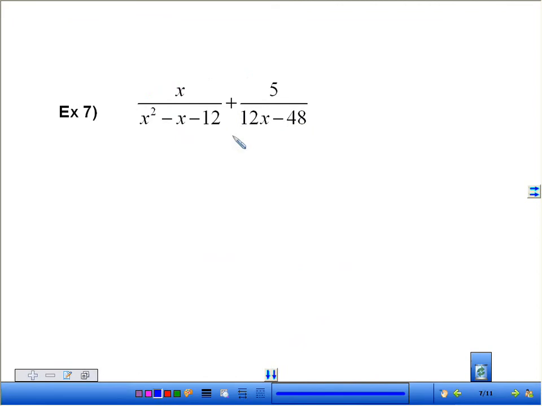Let's see how number 7 is going to work. I'll get you started on it, and then you finish it and come back and check your answer. First thing we want to do is factor the denominators. So this one factors with x minus 4 and x plus 3. On this side, I factor out a 12, and I'm left with x minus 3. Let's decide what the LCM is going to be. I need one. How about x minus 4?